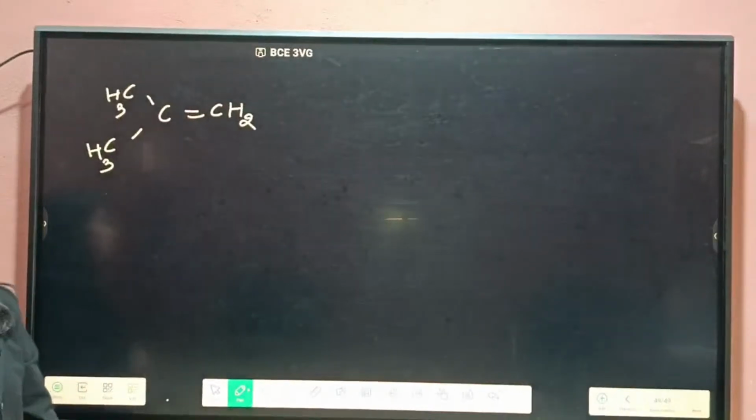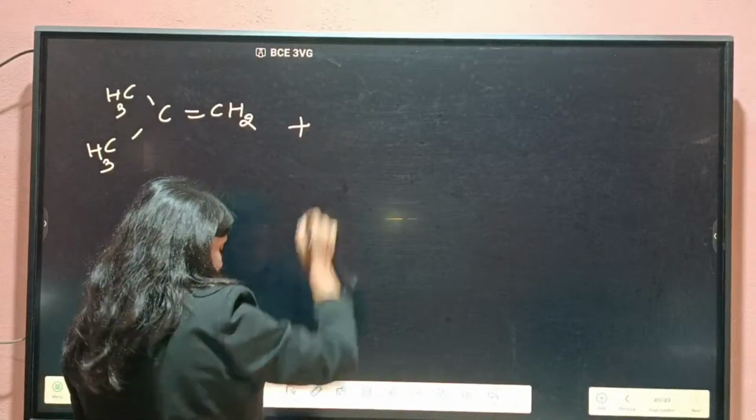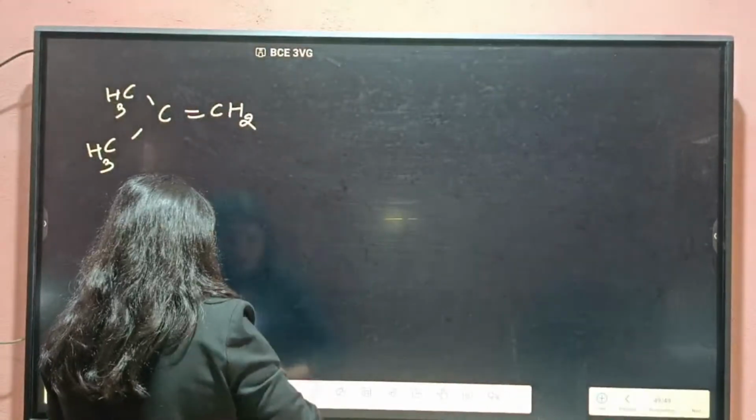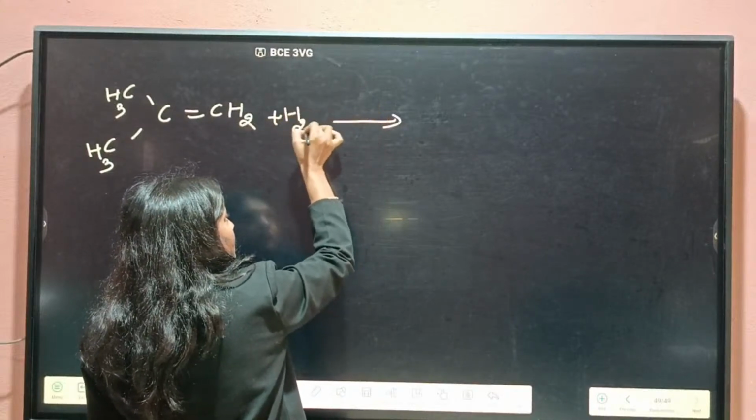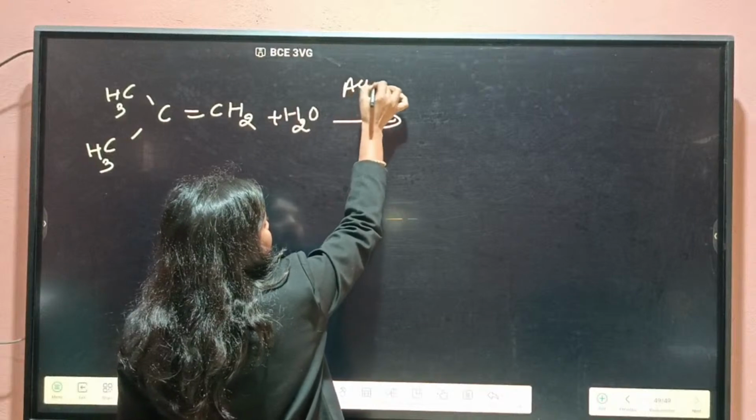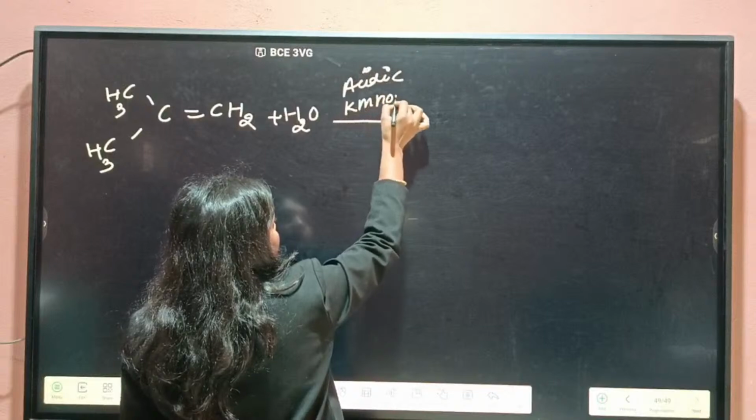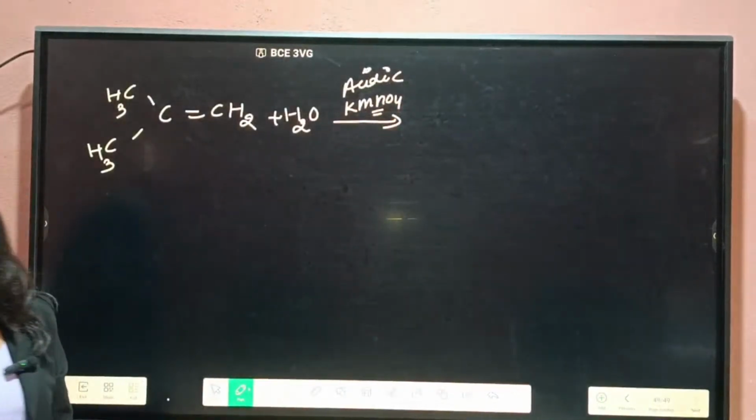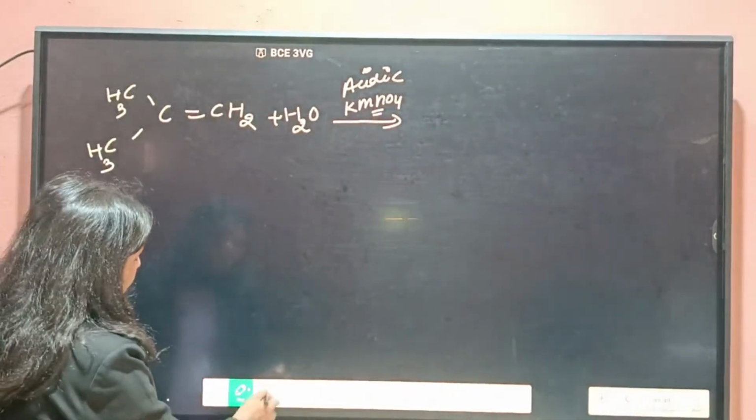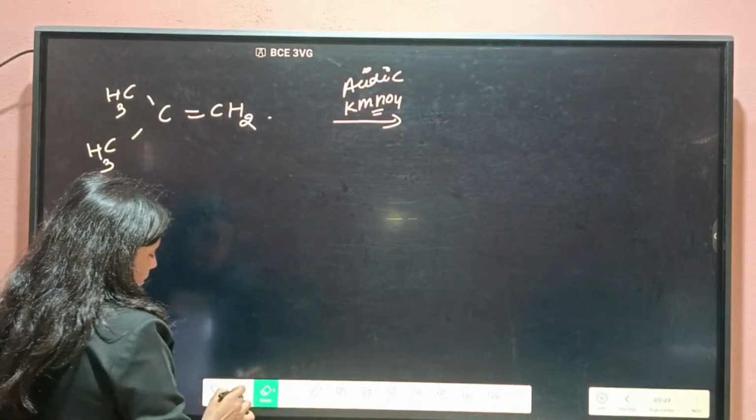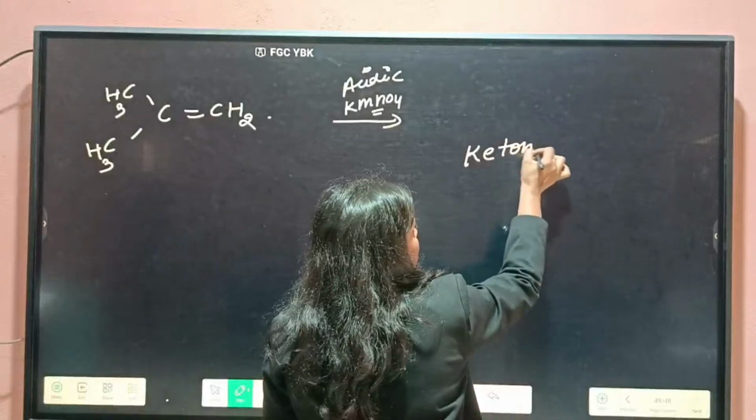This one I am having. But if you do reaction with acidic KMnO4, you are having acidic KMnO4. If you have acidic KMnO4, then students, what will happen? Simple. We get ketone.